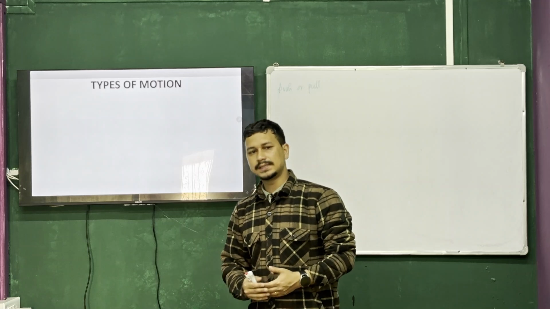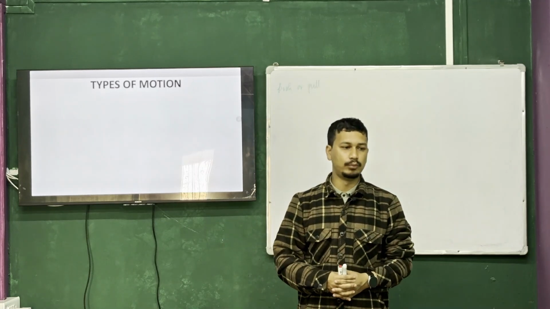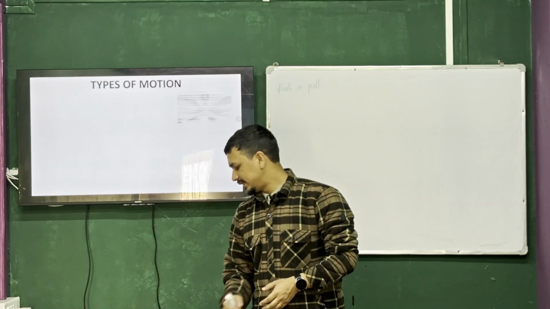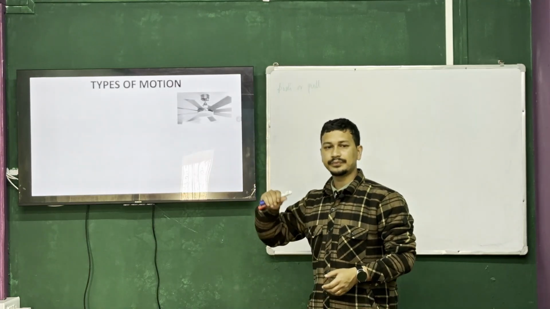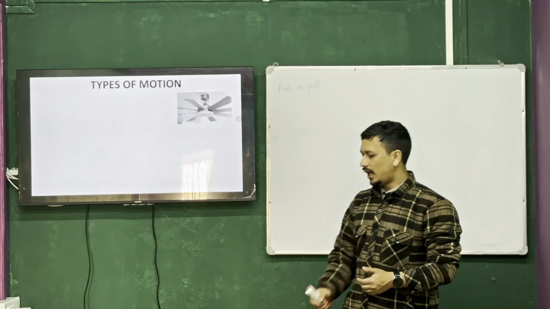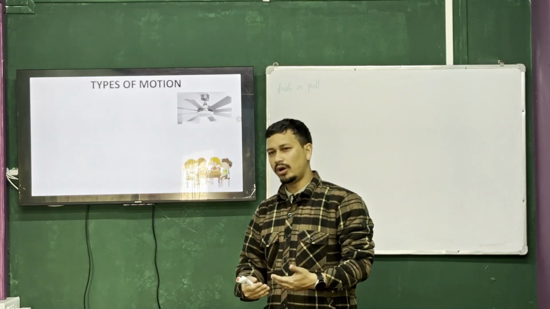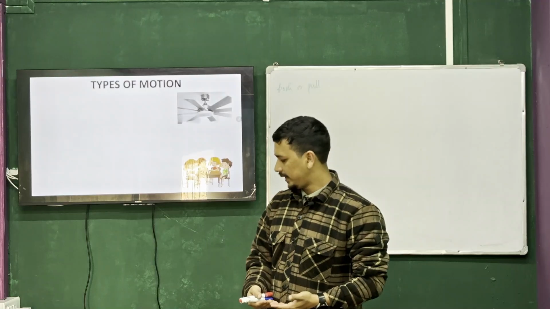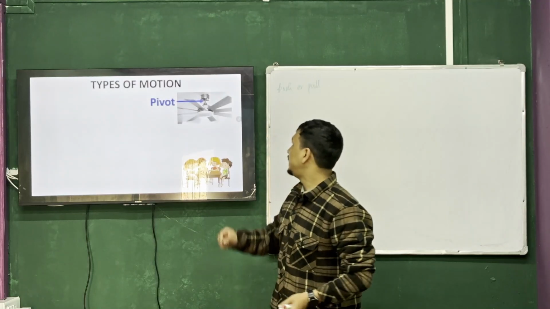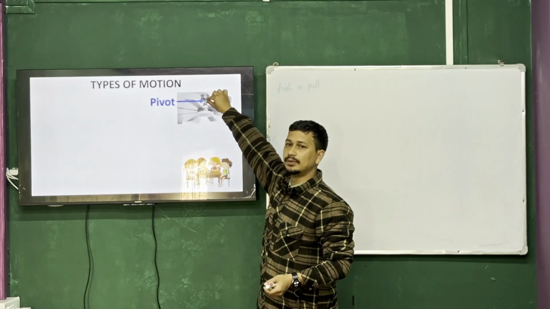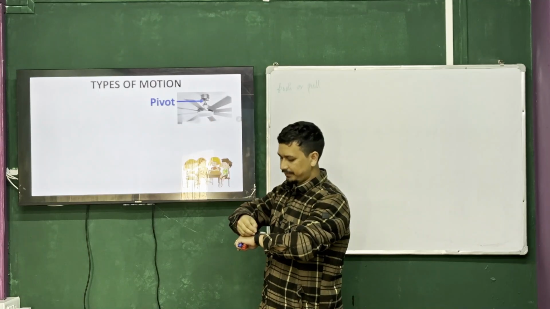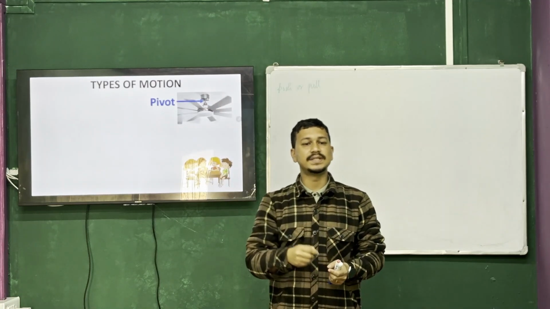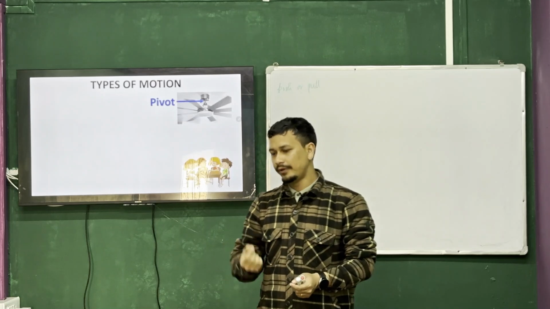So first of all, let's start with the topic types of motion. All right. So to understand this, let's take an example. Let's say that we have a ceiling fan, under which there are some kids, it's very hot and they are enjoying the cold air of the fan. All right, so the fan will be hinged at a point. Yes or no? The fan will be connected at a point. So this point where the fan is connected is known as the pivot or the fulcrum.